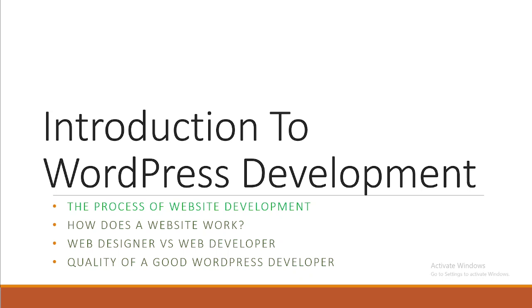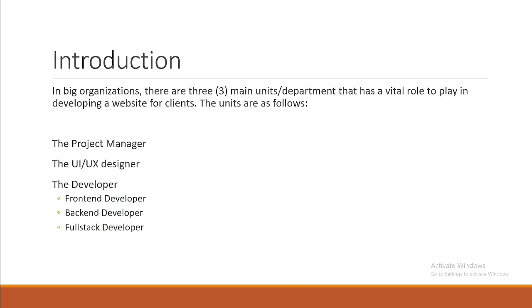So this first section will be talking about the process of website development. In big organizations, there are three main units or departments that have a vital role to play in developing a website for clients. The units are as follows: the project manager, the UI/UX designer, the developer unit, which consists of front-end developer, back-end developer, and sometimes full stack developer.